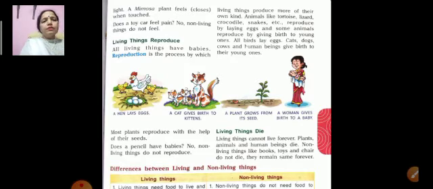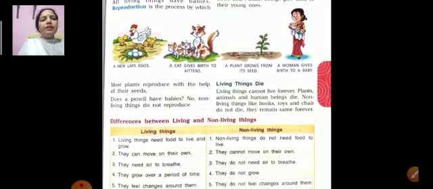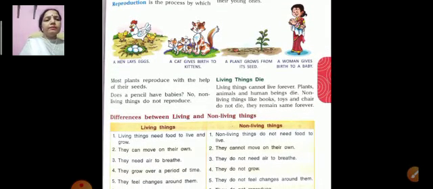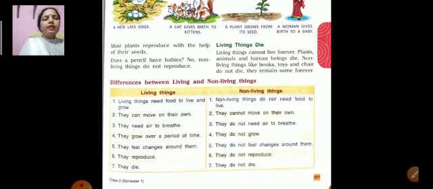Now we will learn that living things die. Living things cannot live forever. Plants, animals and human beings die. Non-living things like books, toys and chairs do not die. They remain forever. So here we will learn about the differences between living and non-living things.